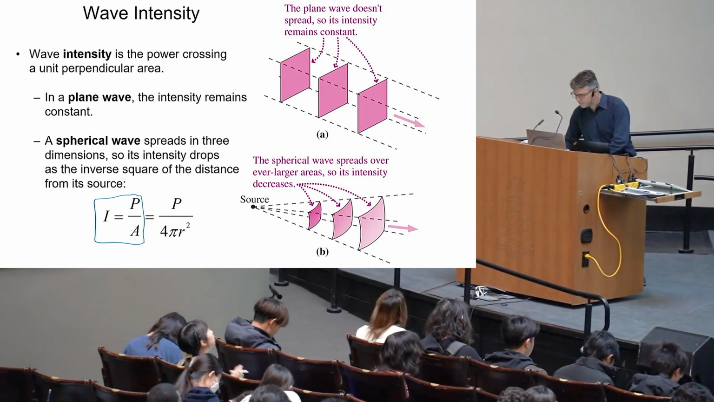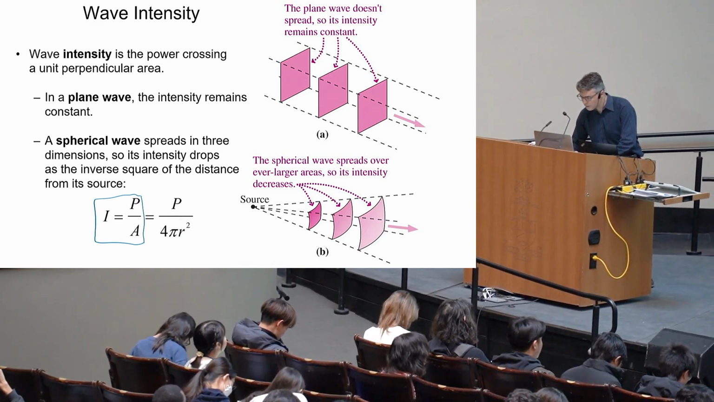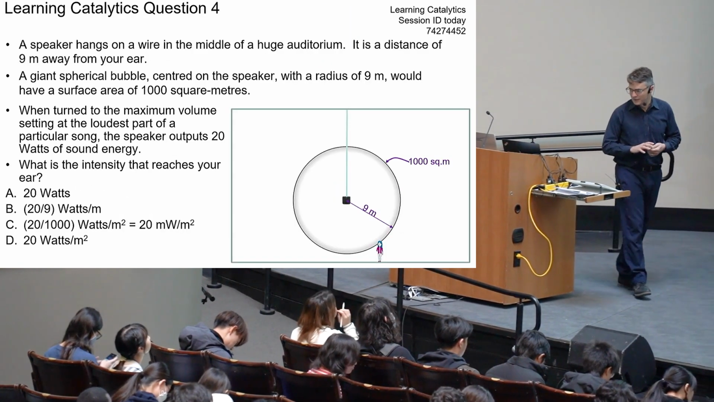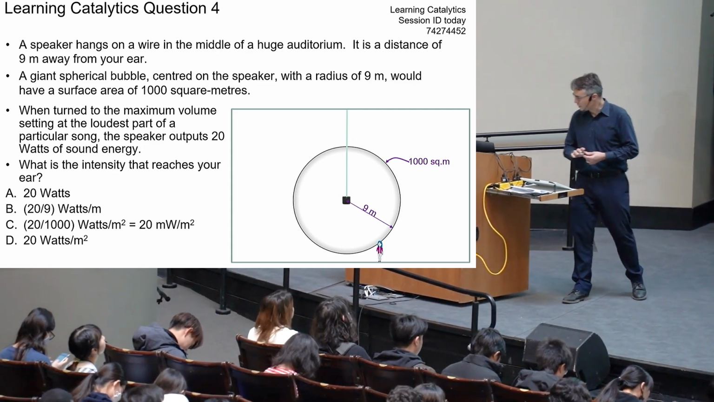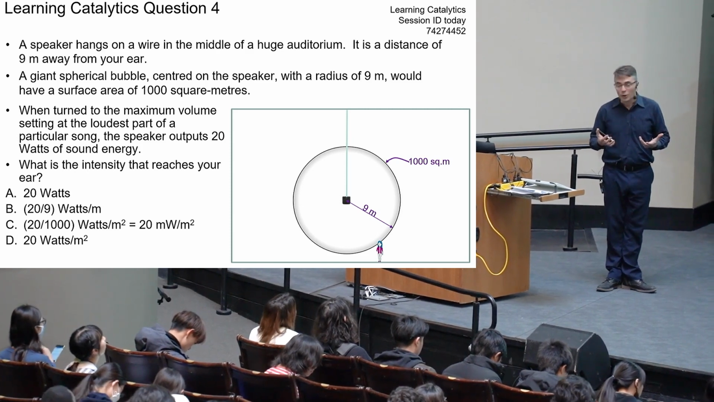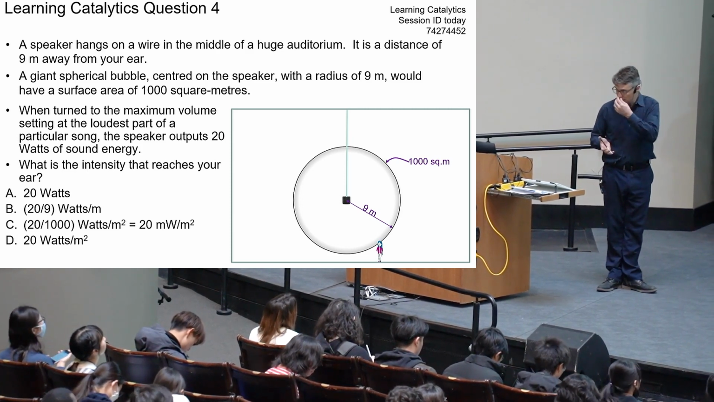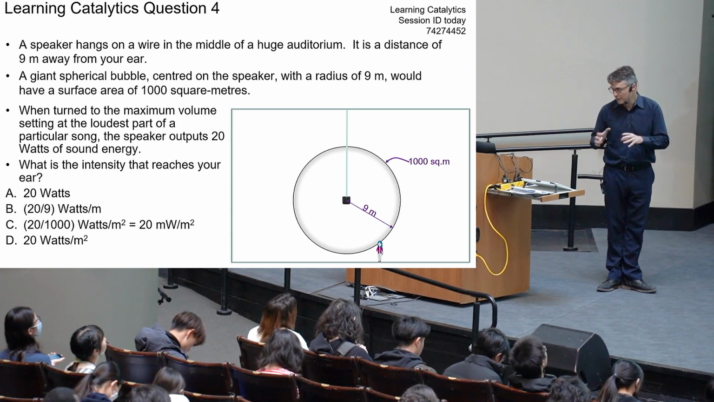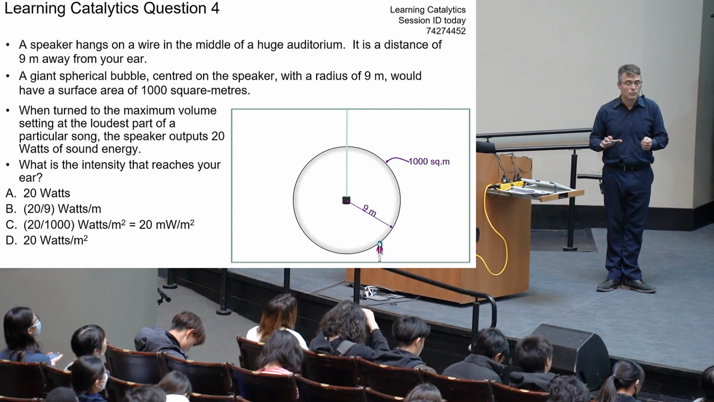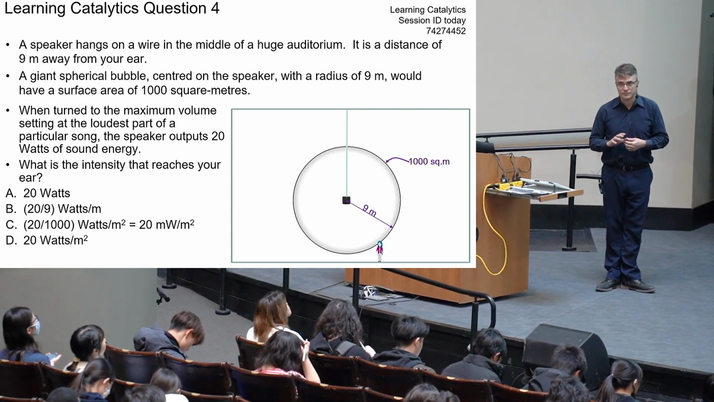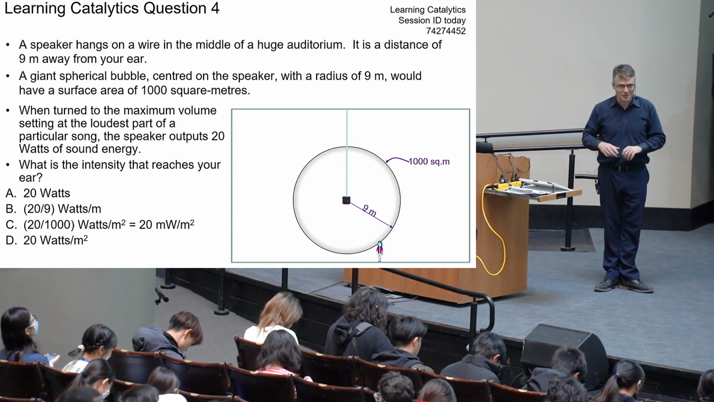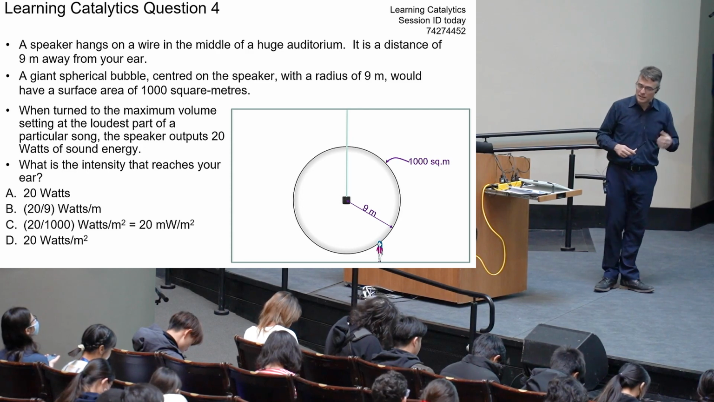You want to try it? Stop this round 2. I don't know what you think of this one. A speaker hangs on a wire in the middle of a huge auditorium. It is a distance of 9 meters away from your ear. So I think if you do 4 pi times 9 squared, you get 1,000, roughly. So when you crank up the speaker to 20 watts, what's the intensity that reaches your ear? I've made it a big auditorium so that you don't get reflected sound waves all over the place. Just the sound you're hearing from the speaker.